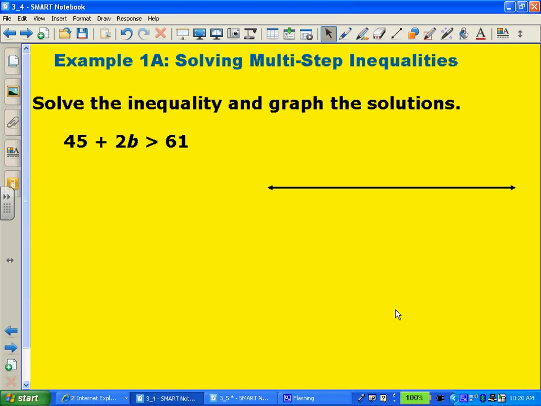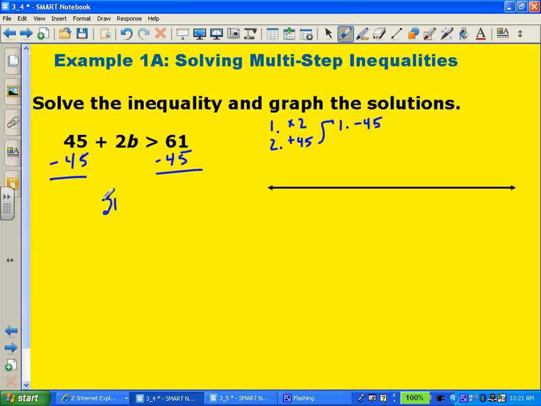So here's our first example. Now, just like with the equations, we find our variable and we ask, what's happening to the variable? Well, if you look here, the first thing that's happening is it's being times by 2, and the second thing that's happening is being added by 45. So then, just like with two-step equations, I'm going to undo those in the opposite order. So my first step is to subtract 45. And whatever I do to one side, I have to do to the other side.